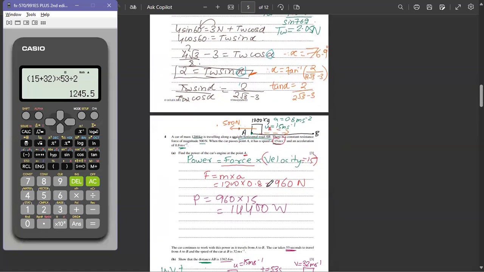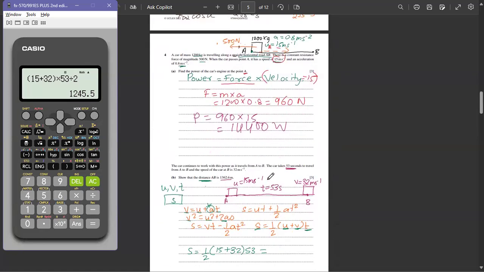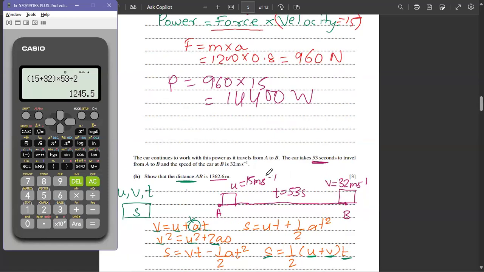What's the problem here? Let's see. The car continues to work with this power and B is 32 meter per second.